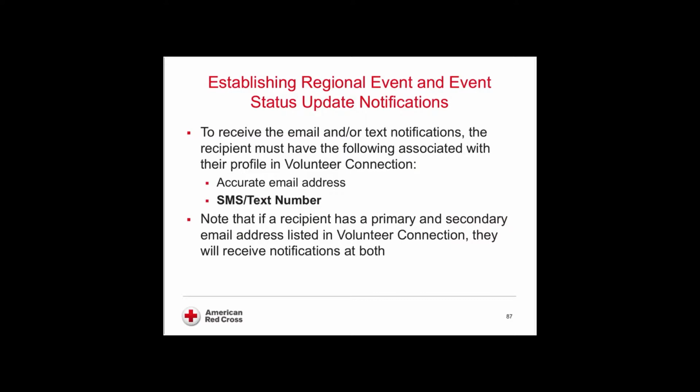If somebody has a primary and secondary email address, then they're going to receive notifications to both of those email addresses. And again, it's very important to remember that if somebody needs to update an email or a phone number, that information is not maintained in RCView. It's displayed in RCView, but the place that they have to actually change that information is in Volunteer Connection. And once the information is changed in Volunteer Connection, then it is updated in RCView within about 90 minutes.